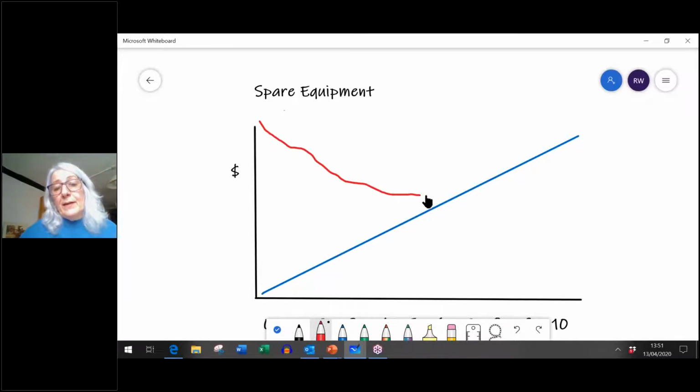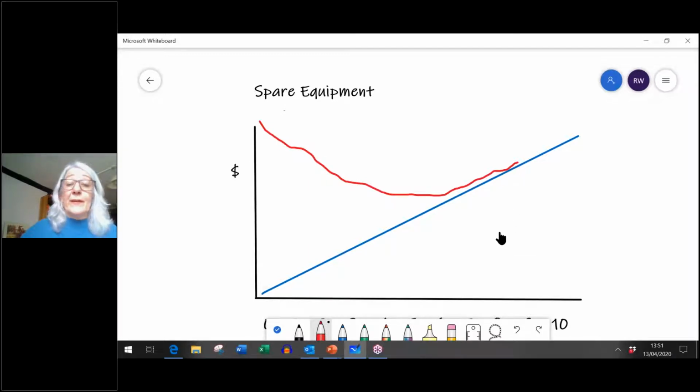Sorry about my virtual whiteboarding skills, drawing skills. That should be a nice smooth curve because it's to do with probabilities. If I have one spare, I can afford one asset to fail. If I have two spares, I can afford two. But the probability of having two assets fail at the same time is essentially half that of one of them failing. So it comes down in a slightly wonky line.